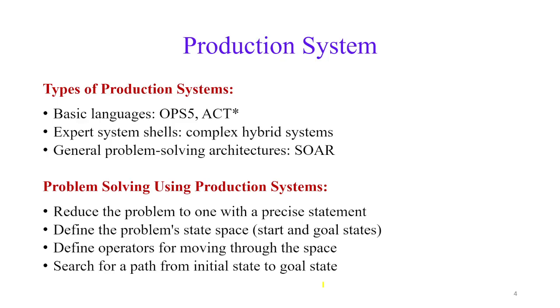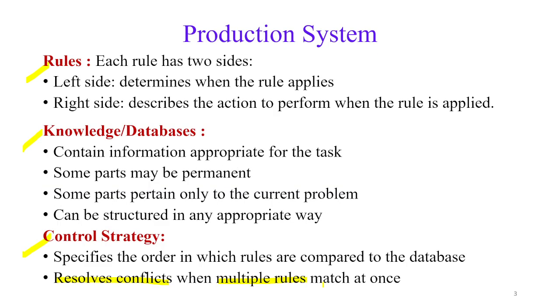Finally, we have to talk about the rule applier. We already discussed what a rule applier is. It's like an inference engine. It implements the control strategy by continuously cycling through the steps. It matches the rules against the database, it resolves the conflicts if multiple rules match, and then fires the selected rule. This will happen until you reach the goal state.